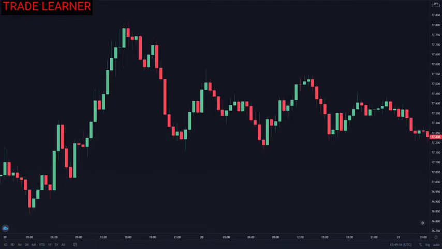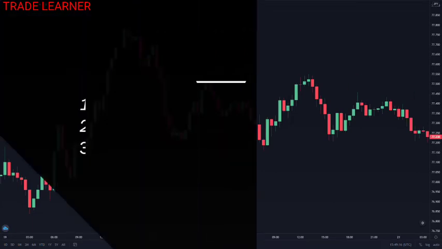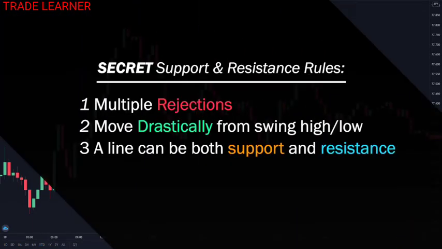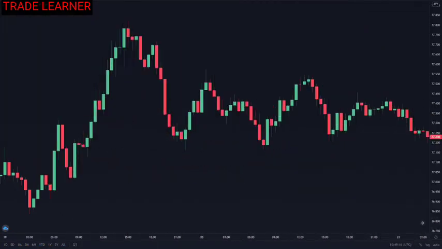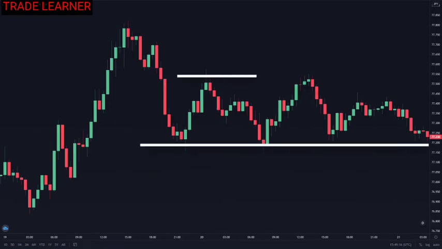Now, the next criteria is the most important criteria. The levels must be nearest or closest to the current price. Let me give you an example. So in this chart, we can clearly spot a level of both support and resistance here. Now this is what I meant by closest to the current price.